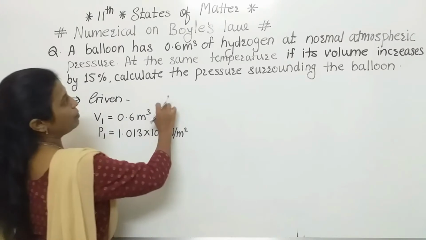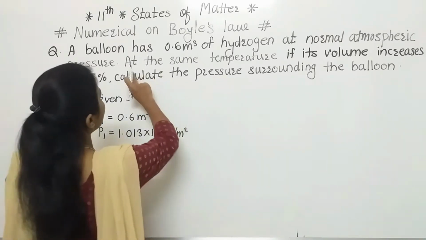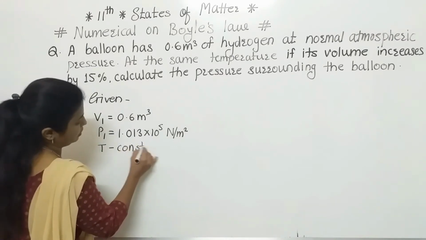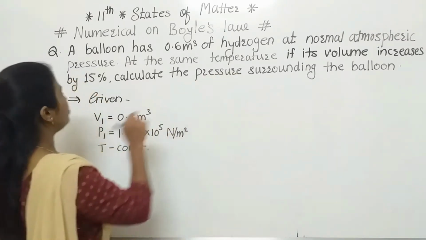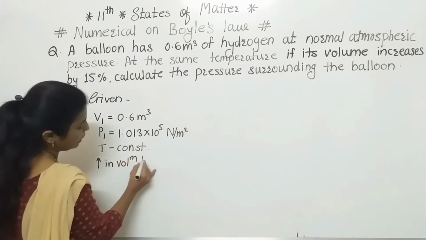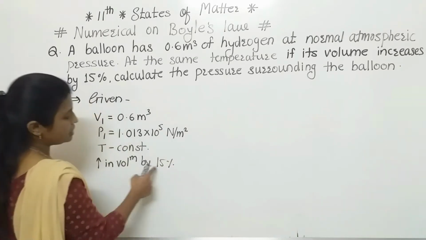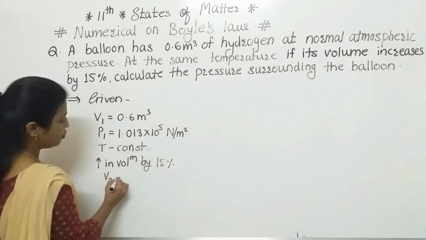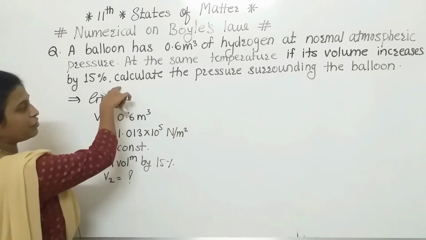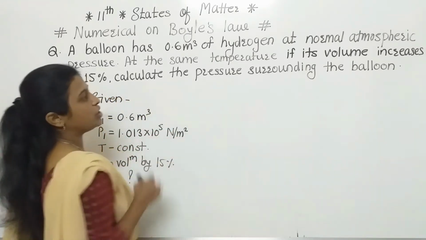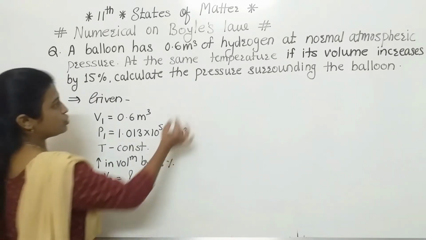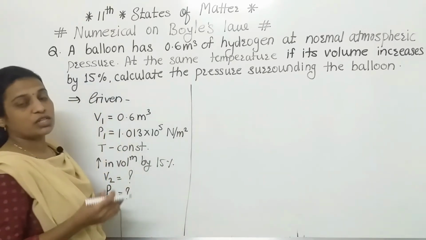Now see, here we have completed V1 and P1. At the same temperature means temperature is constant. Next one, the increase in volume by 15% means here they have given the idea for V2. So what will be the formula that we will discuss? V2 we have to calculate from this, and calculate the pressure surrounding the balloon, means P2 also we have to find out. So which formula we have to use and which steps will be there?